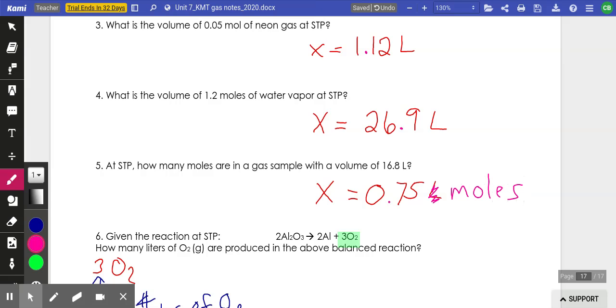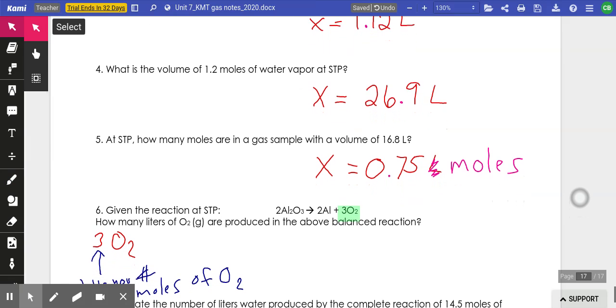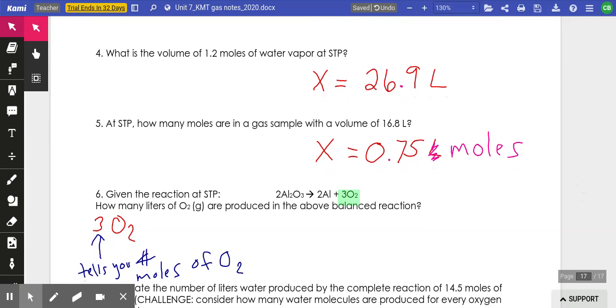Okay, so then let's look at a problem where there's a slightly different wording. Given the reaction at standard temperature and pressure, the reaction is saying 2 Al2O3 (s) make 2 Al and 3 O2 (g). How many liters of O2 gas are produced in the above balanced reaction? Well, here's my O2 gas, and you might be looking at this thinking, well, I don't know anything about moles. How could I possibly solve this?